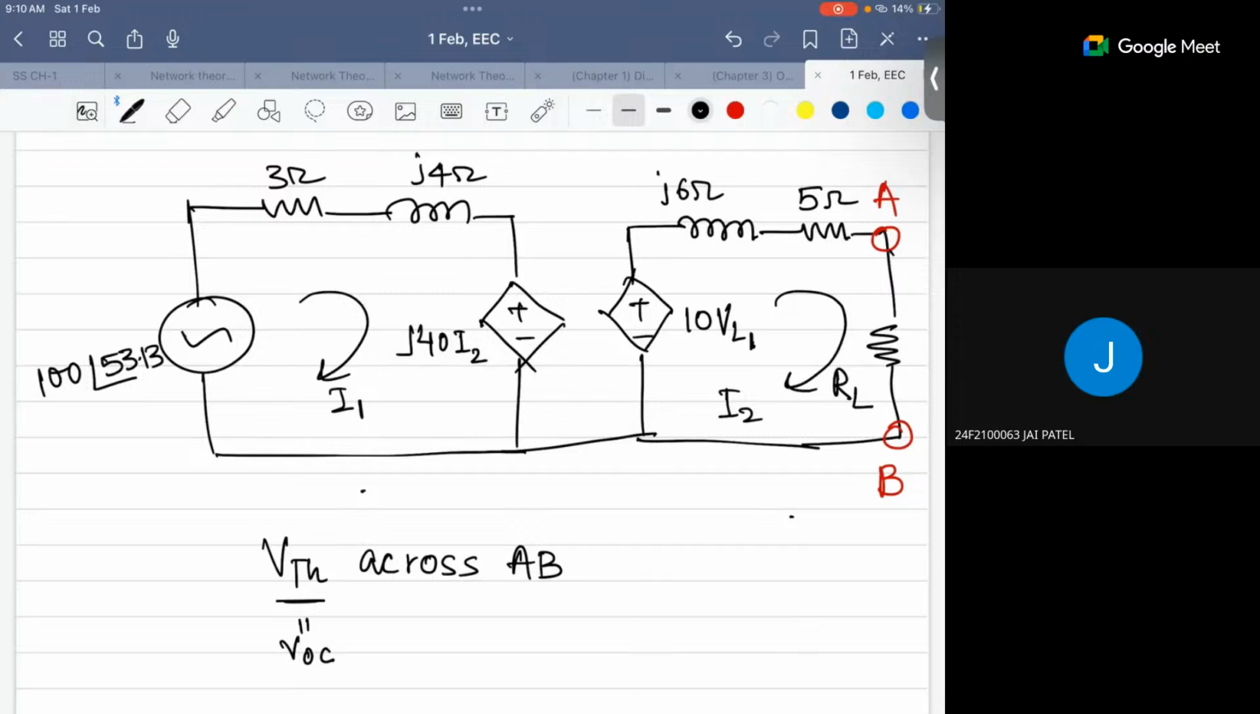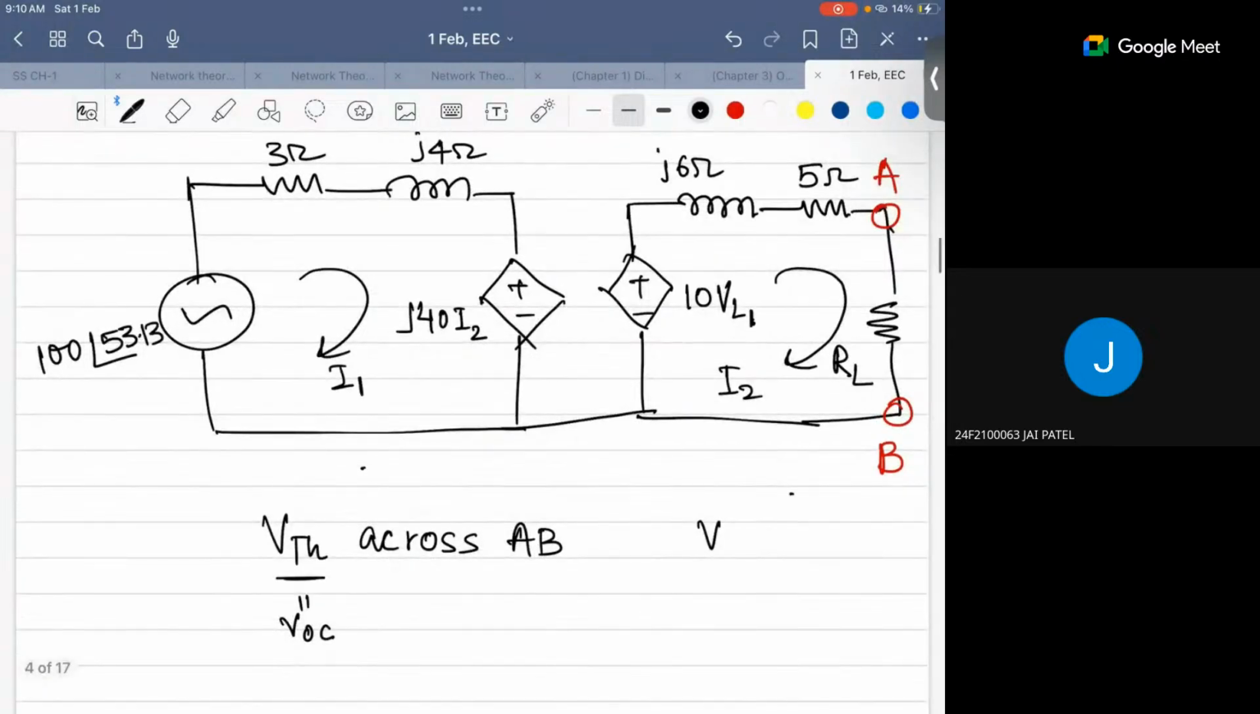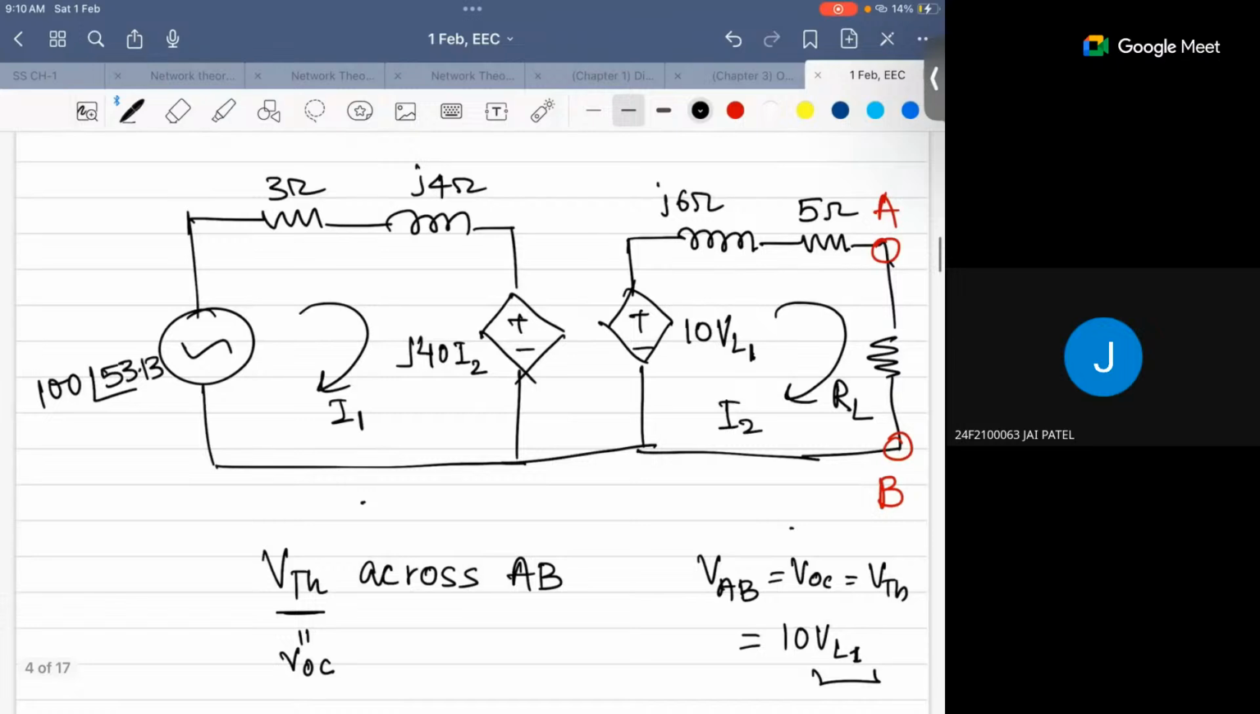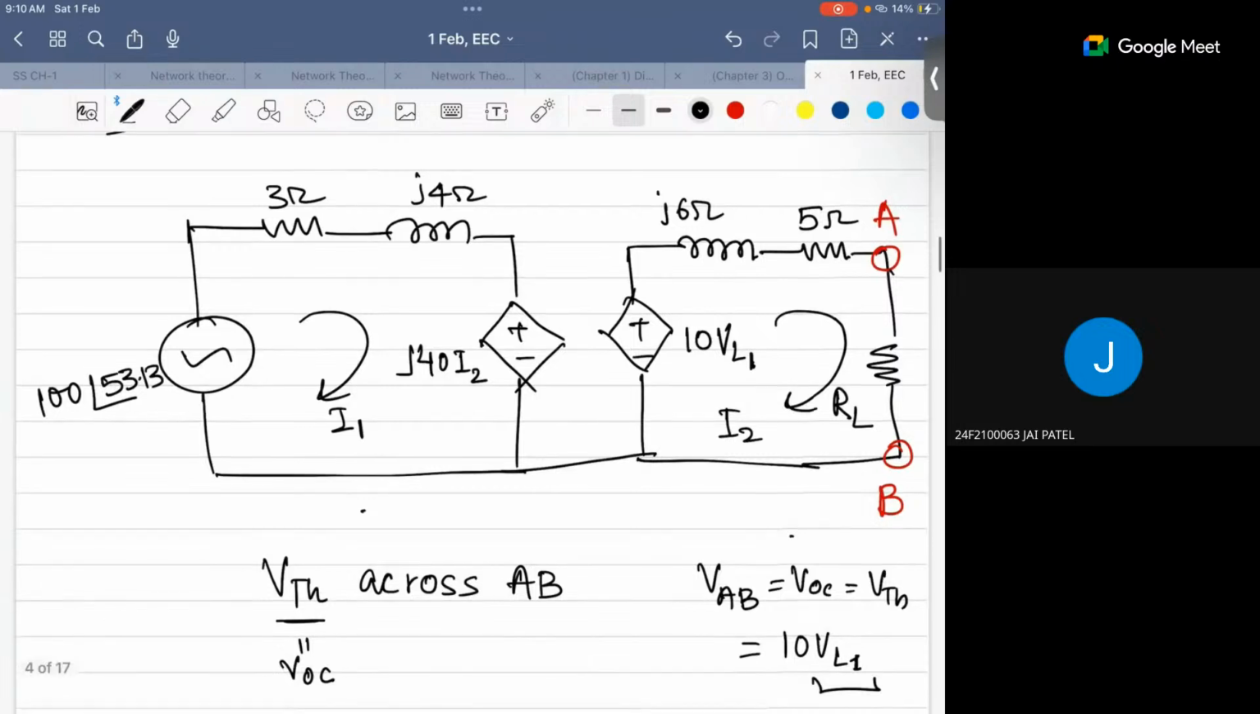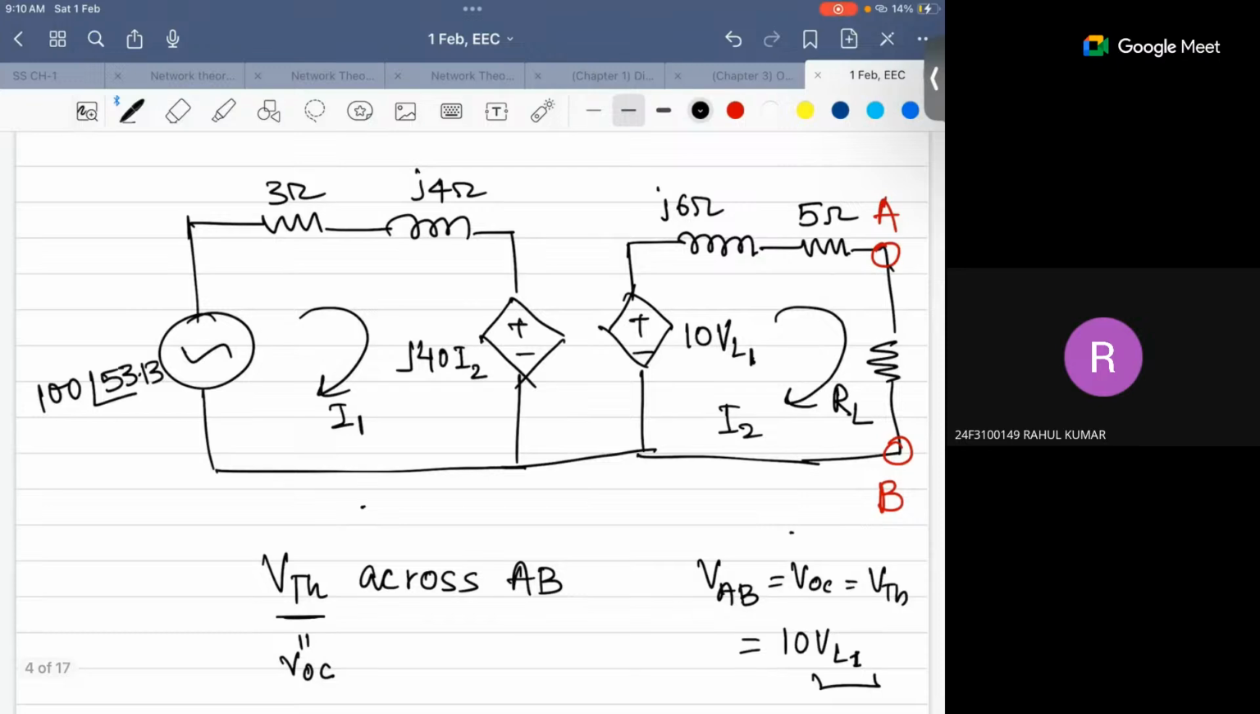So how will you calculate the voltage of the open circuit? V of AB, or V open circuit, or V Thevenin, will be equal to 10 VL1, correct? What is this VL1? Voltage across which one? Okay, dependent source. I just missed out. Let me check it.